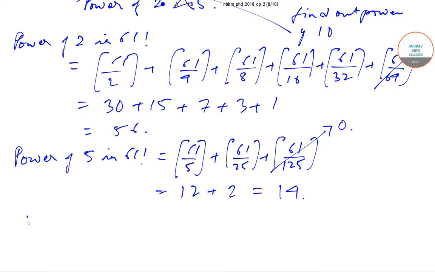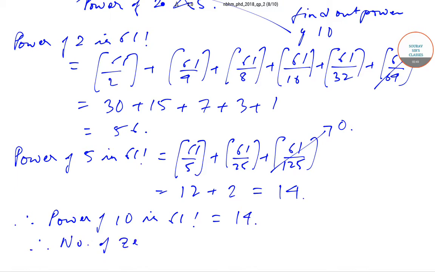So therefore the power of 10 in 61 factorial is equal to 14, and therefore the number of zeros in 61 factorial is equal to 14. This is the answer. So today we have solved a question which came in the miscellaneous section of NBHM 2018.